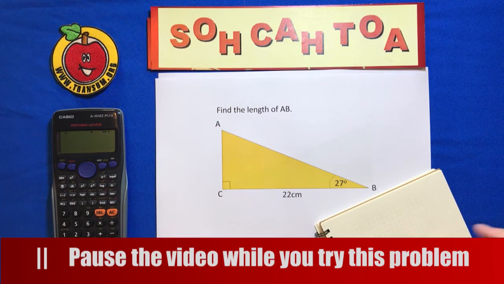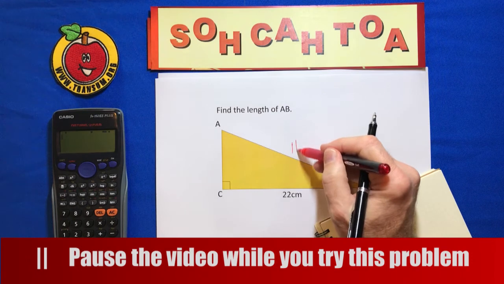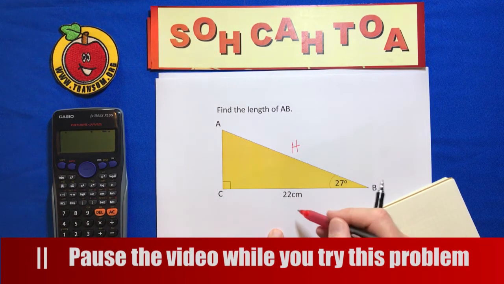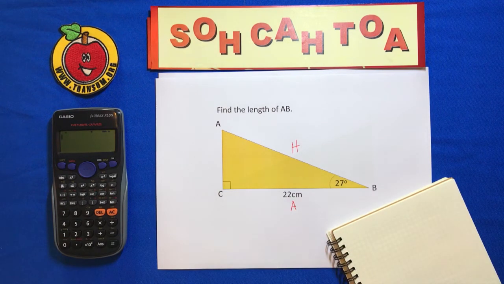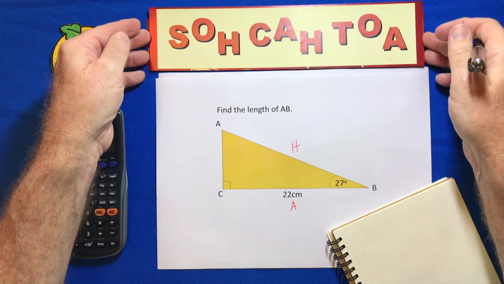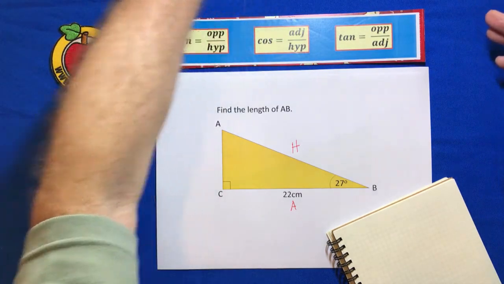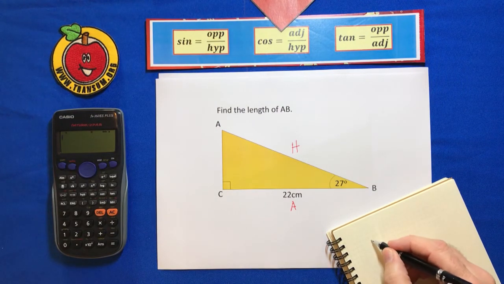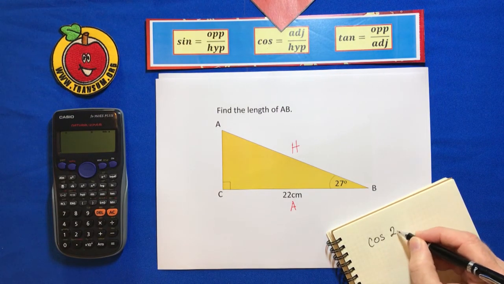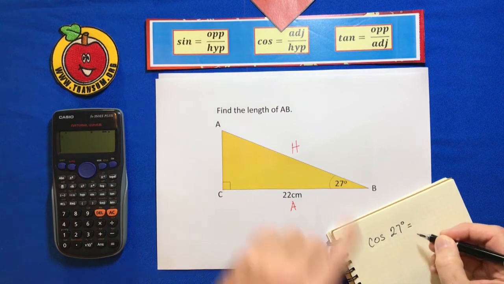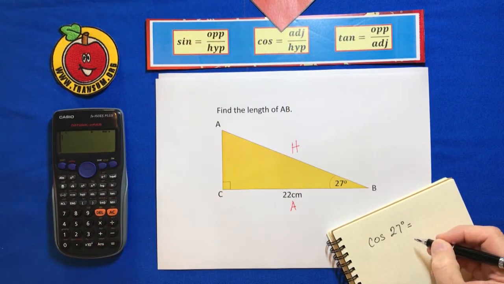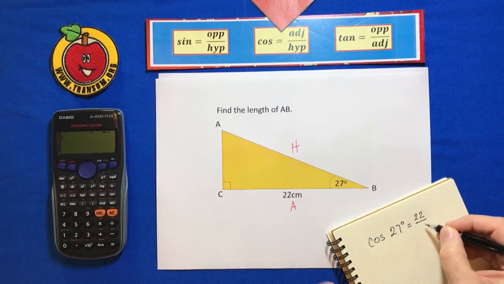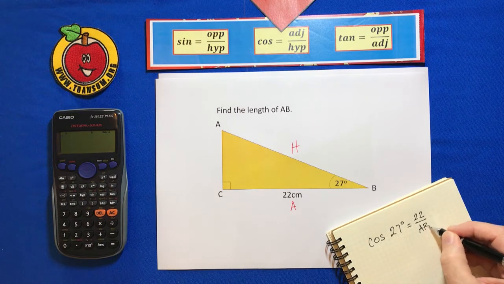Find the length of AB. AB is definitely the hypotenuse here. And the side we're given is this side here, which compared to that angle is the adjacent. So, say the magic word, SOHCAHTOA, and I can see that adjacent and hypotenuse, it must be the cosine ratio. So the cos of 27 degrees is equal to the adjacent over the hypotenuse. The adjacent is 22 over the hypotenuse, which is our AB that we're trying to find out.